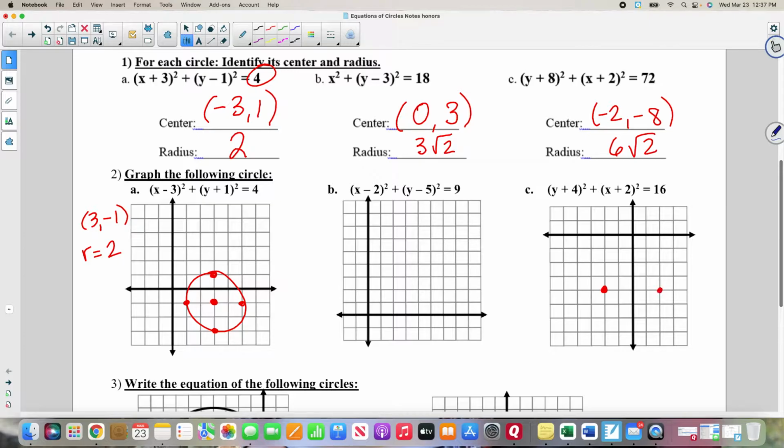Your radius is both. I hate counting. And then draw your circle.